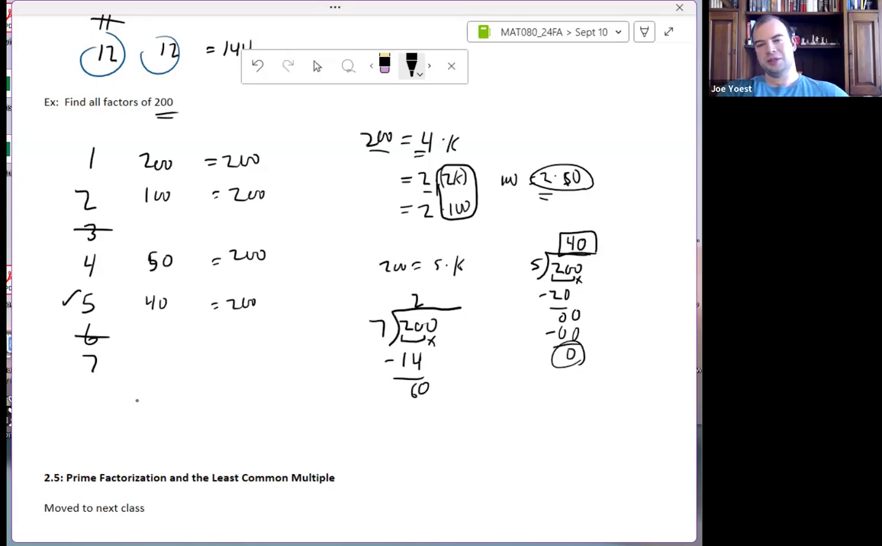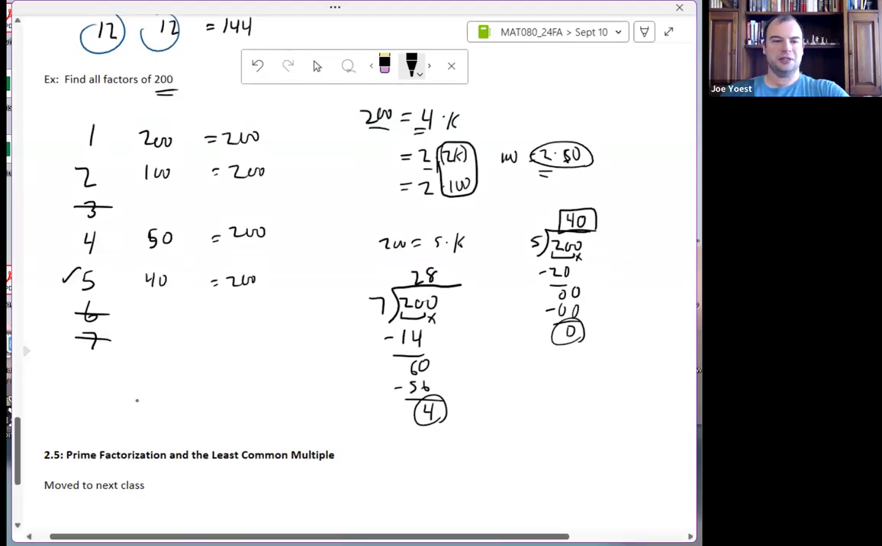Bring down our ones place. 7 goes into 60. Well, this is kind of a tough one. So 7 times 6 is 42. 7 times 7 is 49. Getting closer. 7 times 8 is 56. And 7 times 9 is 63. So 9 is too many. But 7 times 8 gives me 56 with a remainder of 4. 7 is not a factor of 200. When I divide 200 by 7, I get a remainder that's not 0.